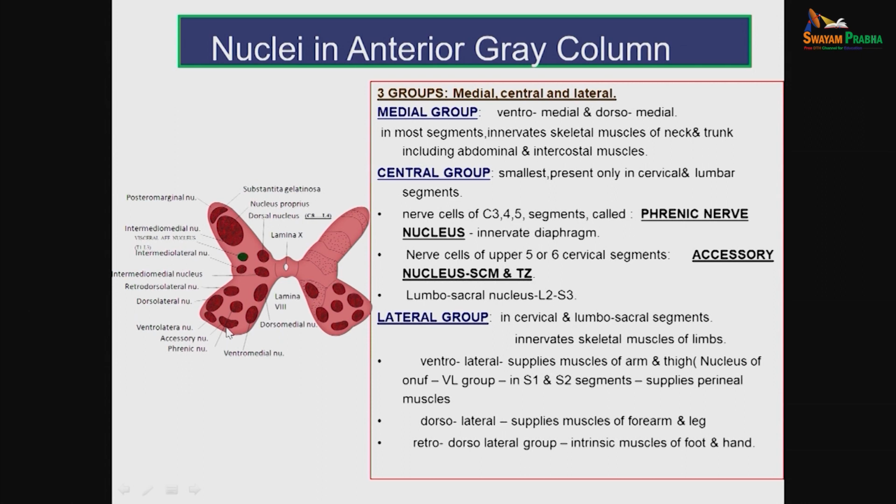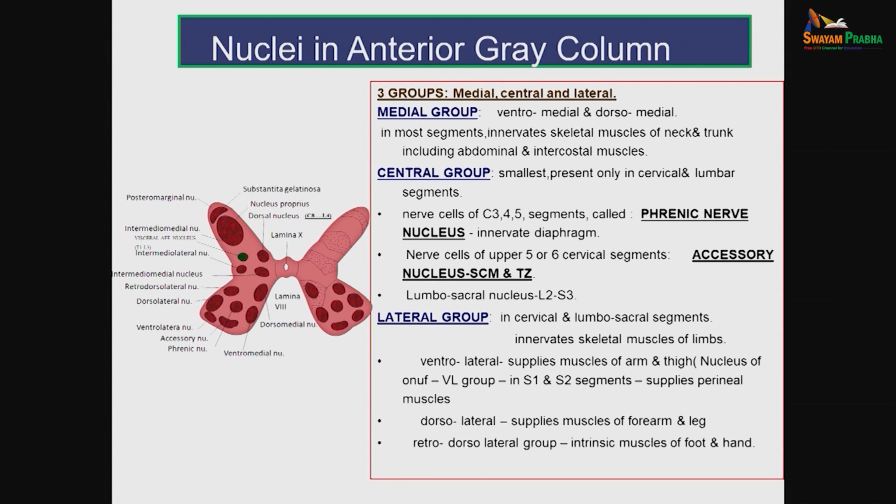Coming to the central group, please see in this picture, there are two important nuclei in the central group. This central group is present only in cervical and lumbar segments. In the C3, C4, C5 segments, the nucleus present is called the phrenic nucleus. You can see the phrenic nucleus marked here. The axons of this will go and innervate the diaphragm. Then you can see anterior to it the accessory nucleus.